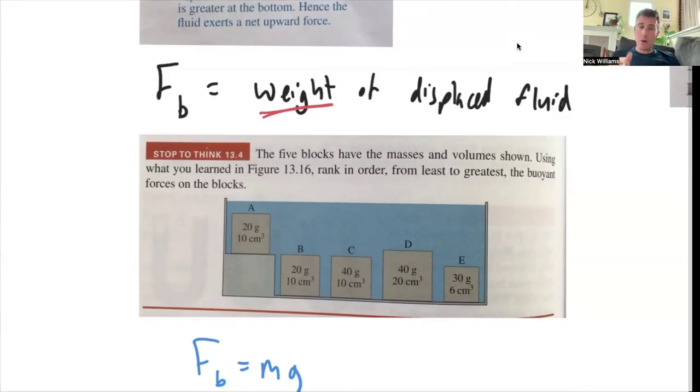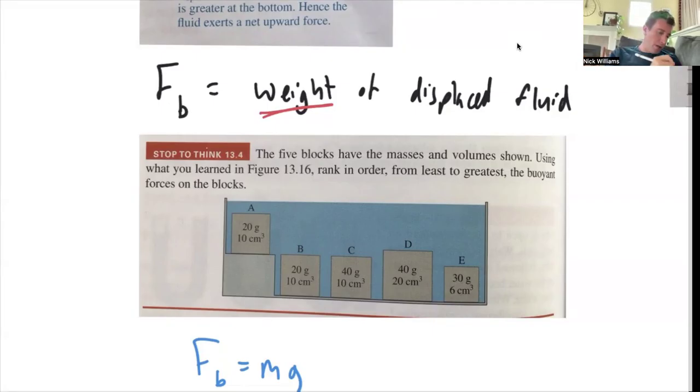Welcome back. So, I know that I'm trying to rank their buoyant forces, and that's going to be based on the weight of the displaced fluid. Now, the amount of fluid that's displaced is based off of the volume of the object. A bigger object by volume will push more water out of the way and displace more fluid. Since all of these objects are fully underwater, they're displacing their entire volumes. The mass of the objects doesn't actually matter. It's just the fact that they are displacing a certain amount of fluid. So it's basically ranking them based on volume from least to greatest.